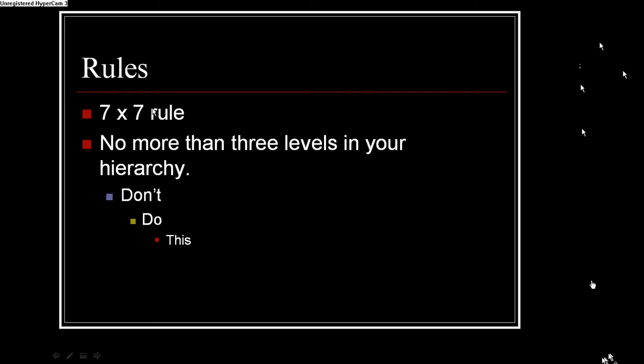As you're doing this, make sure you're following the 7x7 rule. No more than 3 levels in your hierarchy, so don't do this. You can have this here. This is a hierarchy, by the way. These two things are in the same hierarchy. Now this is a lesser hierarchy, so you hit Tab. This is fine. So you have 1, 2, 3, and then this is the 4th level. This is too small. It's no good, so don't do that.